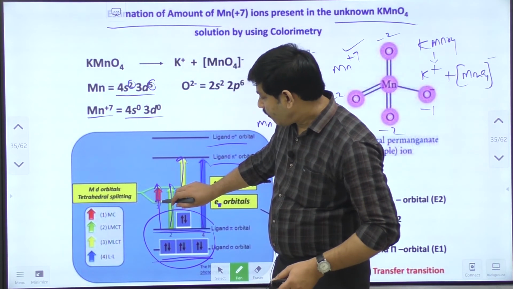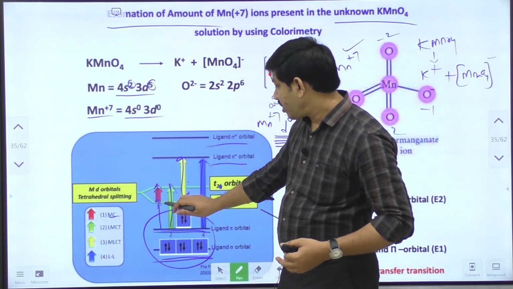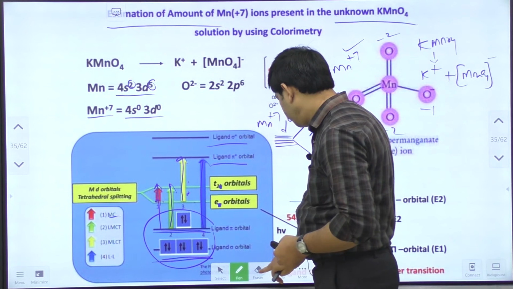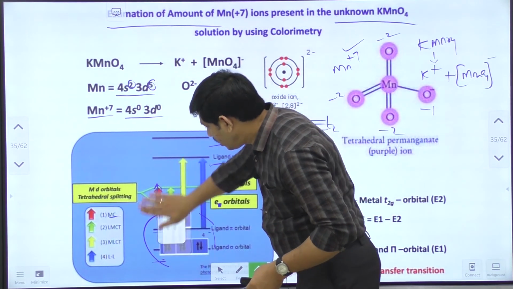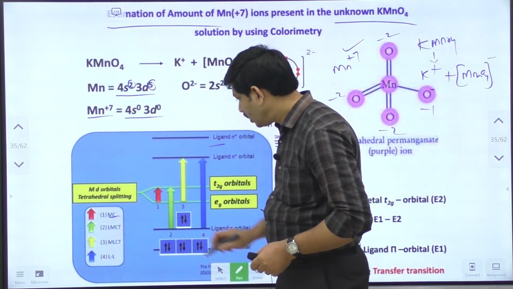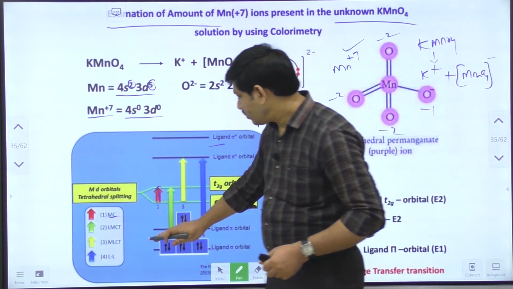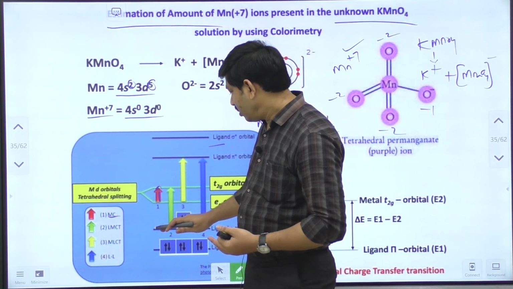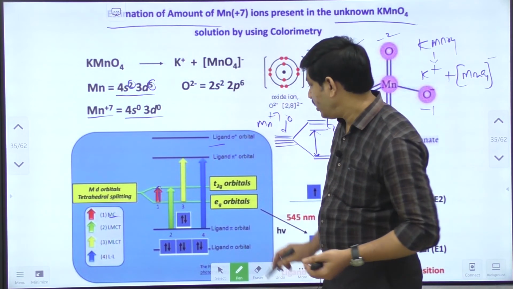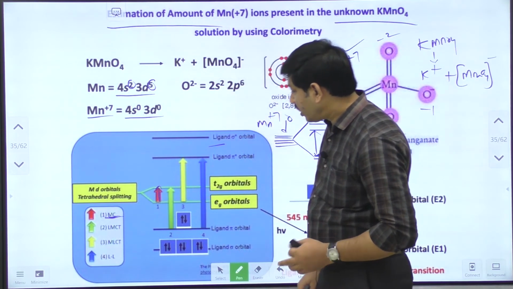Red, what is the red? From metal to metal, metal d E orbitals to metal T2 orbitals. So from metal to metal there is a transfer of electrons. Once there is a first excitation from here to here, these electrons are excited to the next E orbital, T2 orbitals, that is a metal to metal charge transfer transition, which is possible.